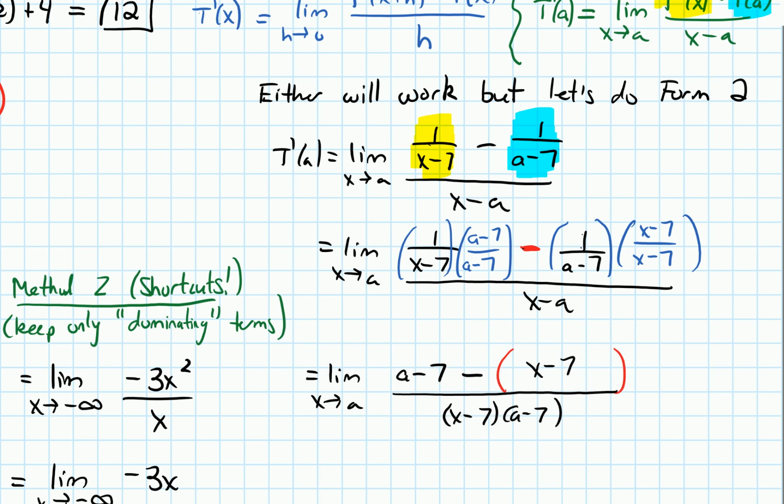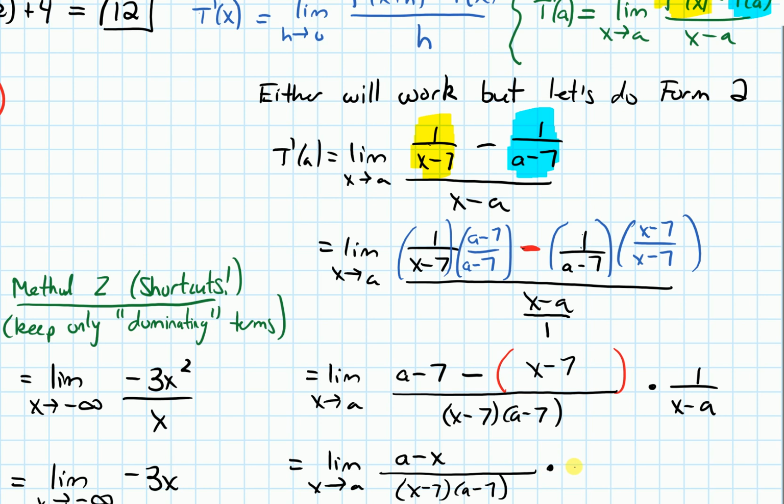And then for this x minus a that's in the denominator, let's write that as being over 1. And when we divide by a fraction, that's the same thing as multiplying by the reciprocal, 1 over x minus a. All right, so we have this limit as x approaches a. And in the numerator, after we distribute the negative, we will end up with just a minus x, because the 7's cancel. So in the denominator, we have this x minus 7, we have this a minus 7.